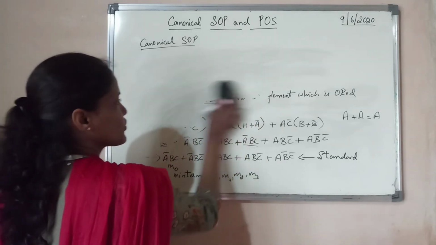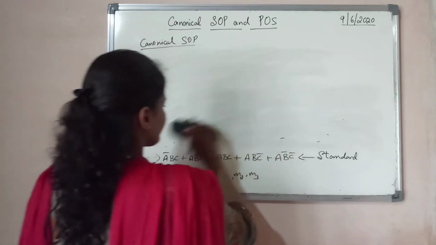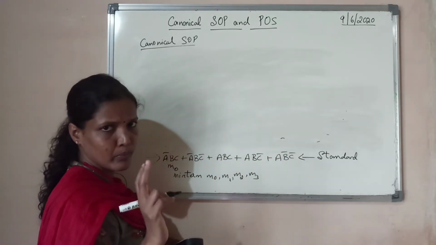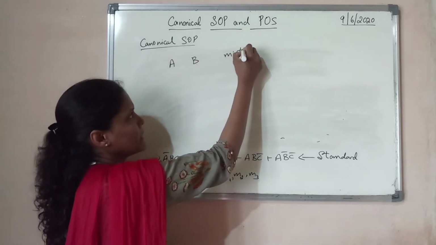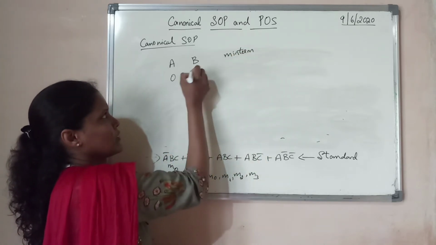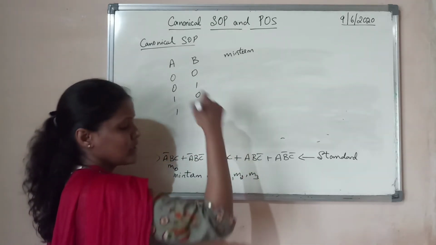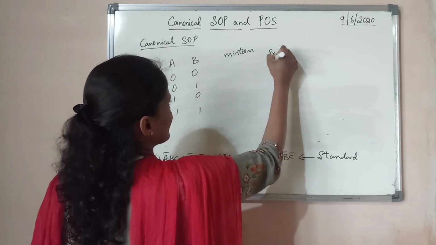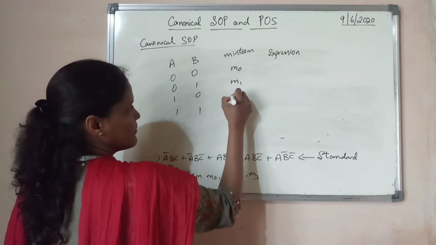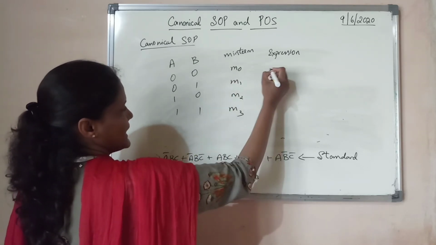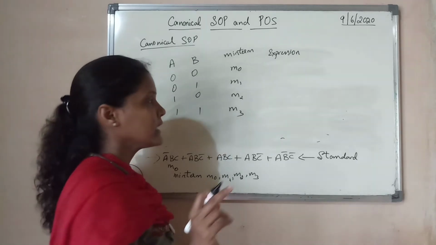We have to write the same way in the truth table. How to write it in the truth table? If I am having two input variables, that is a, b, and I have to write the min term: 0 0, 0 1, 1 0, 1 1. I have to write its min term, along with its expression. Min terms will be m0, m1, m2, m3, and in the expression, if it is 0, write it in complemented form.